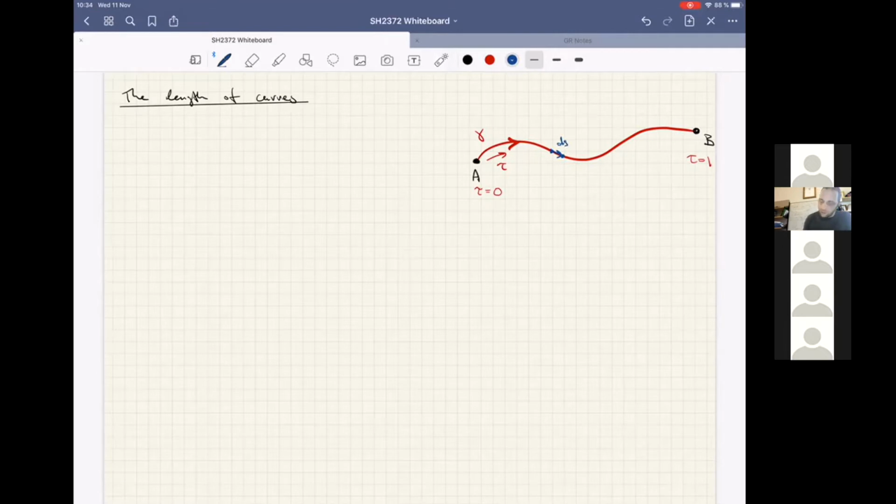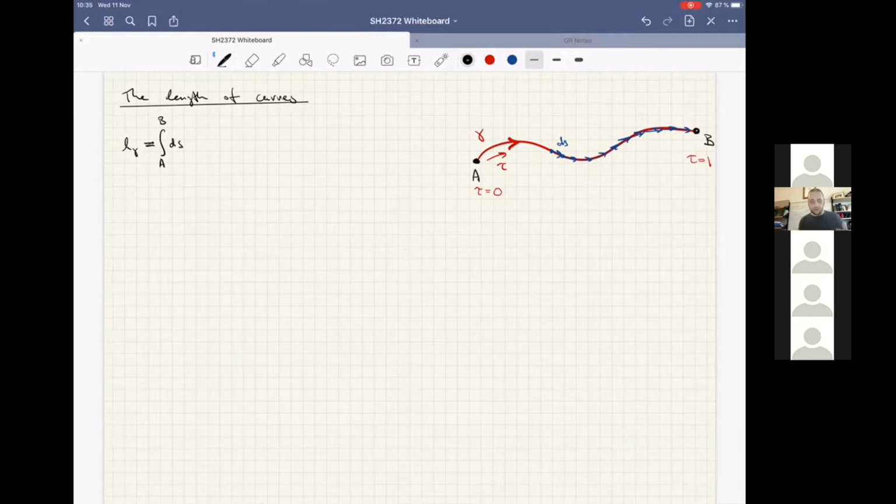So what I can do is that I do this for a long train of small displacements along this curve. And what I end up with is that the length of this curve gamma, that's just summing up all of these small contributions of ds. So along gamma from A to B, I will integrate this ds.